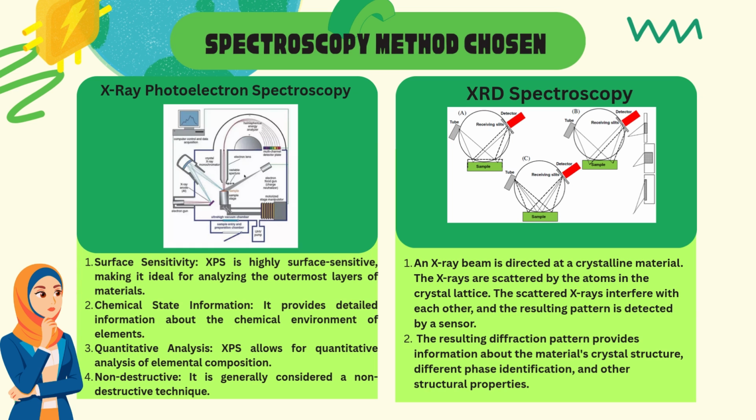The XRD method has been chosen instead of other methods because of its working principle. First and foremost, an X-ray beam is directed at the crystal. Next, the X-rays are scattered by the atoms in the crystal lattice. Next, the scattered X-rays interfere with each other and the resulting pattern is detected by a sensor. XRD can be classified as a qualitative analysis method because the resulting diffraction pattern provides information about the material's crystal structure, different phase identification, and other structural properties.